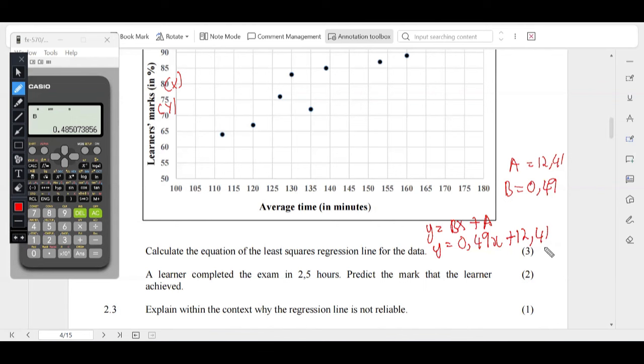Okay, so others, I'm aware that they might write it in that form, a plus bx. So it's still the same thing, guys. Even if you write it as 12.41 plus 0.49x, it's still one and the same thing. So here, I'm just writing it in the form of y is equal to mx plus c, because we do understand that it is a straight line. Then, okay, let's proceed.